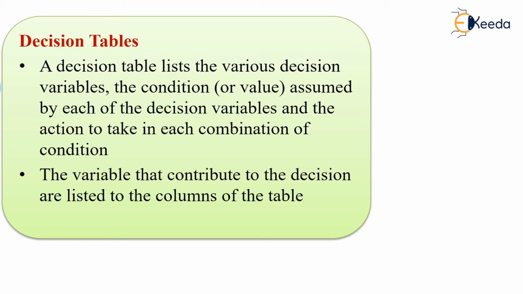Now, a decision table is a list of various decision variables, followed by a condition or a value assumed by each of the decision variables, and the action to take in each combination of the conditions. Now, you might be surprised what this definition is all about. Well, the decision table itself makes the decision.